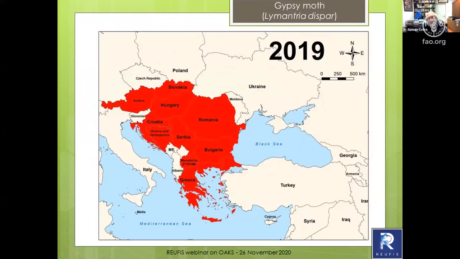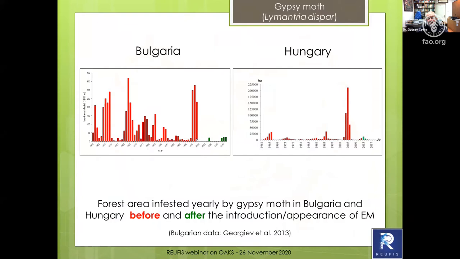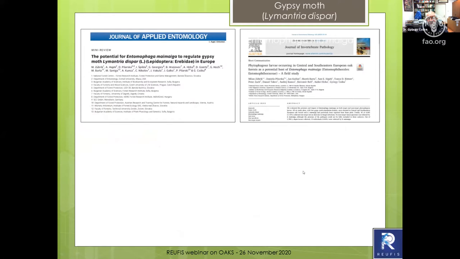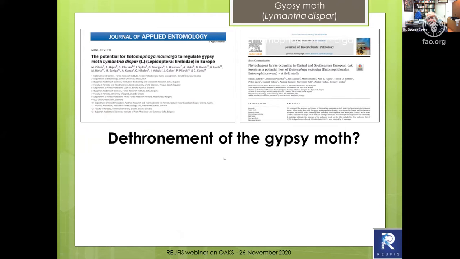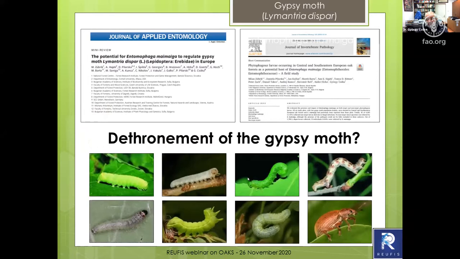This is the present known distribution in Europe, and one thing: since the fungus was introduced to Bulgaria, the area damaged by gypsy moths on a yearly basis decreased very significantly. It was found in Hungary in 2013, and since then we hardly have any gypsy moth problem. It can mean that gypsy moth is dethroned, but don't worry, there are many candidates to become new kings, so we won't miss the oak defoliations in the future.